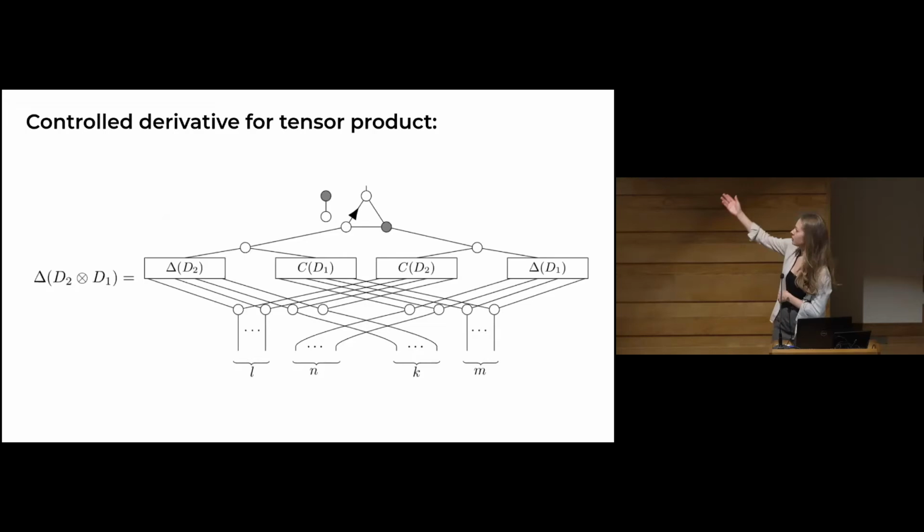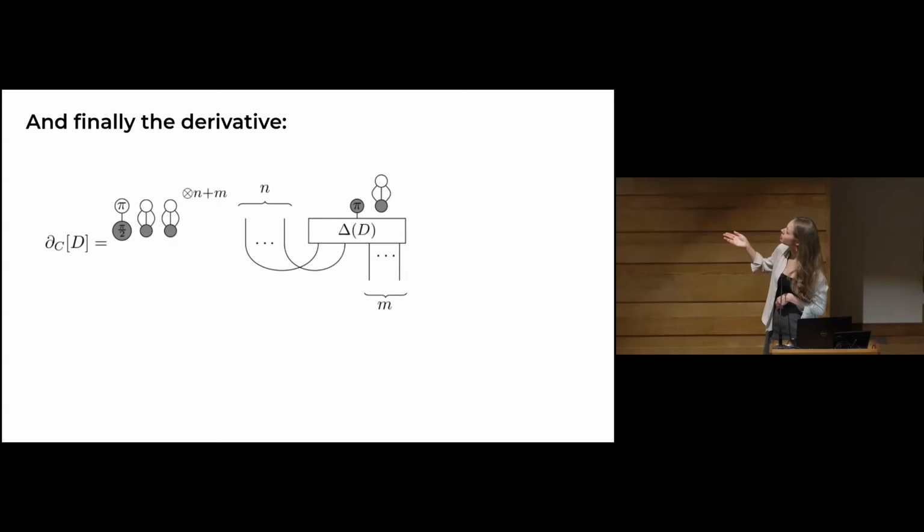So I gave an example for the tensor product. It's not so different for the composition. You can find it in the paper. And finally, to obtain a derivative of an arbitrary diagram with respect to parameters beta, you can just plug the one state in the entry and you're done.